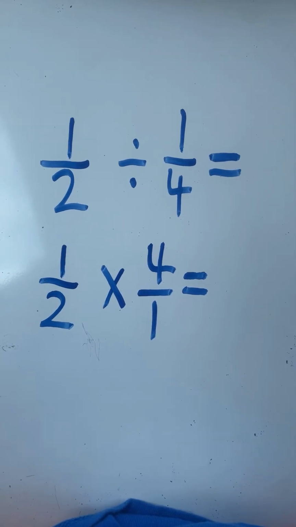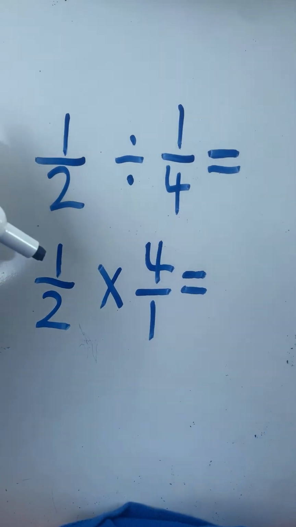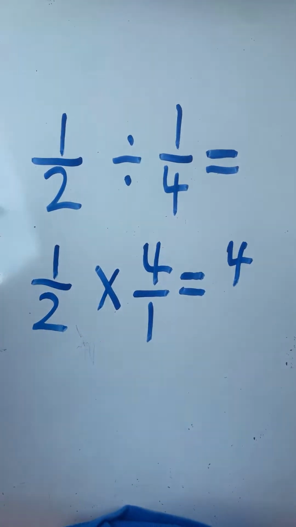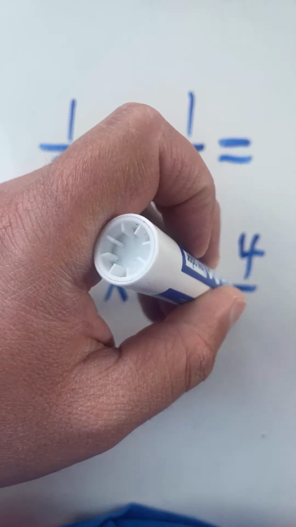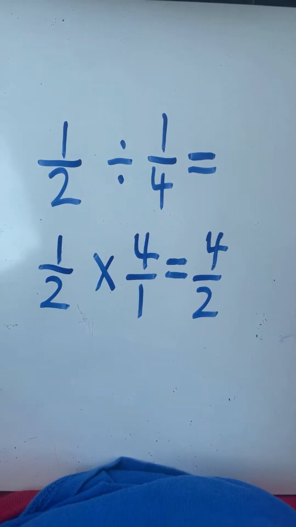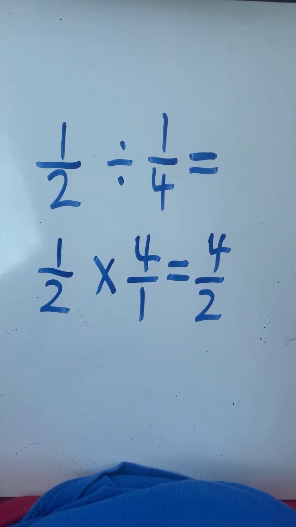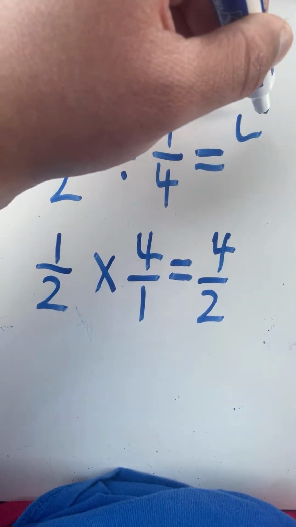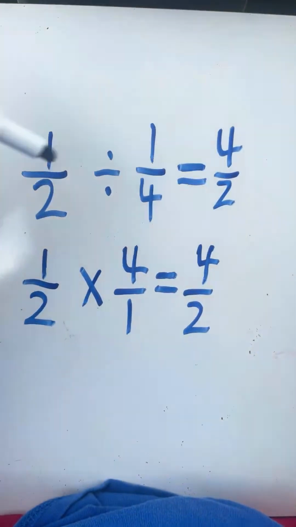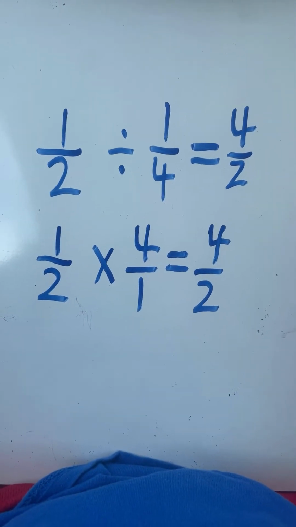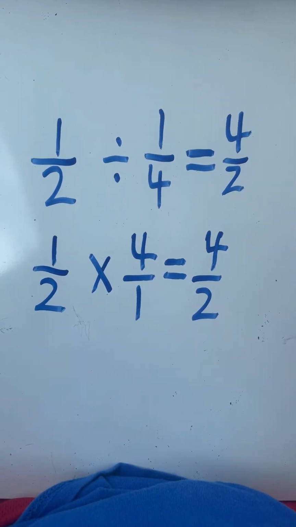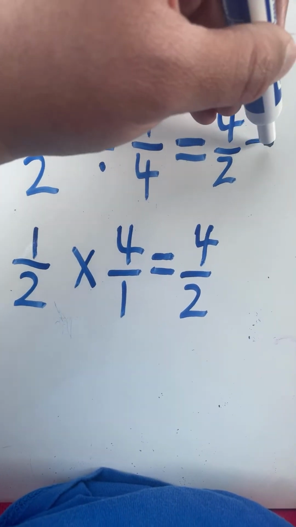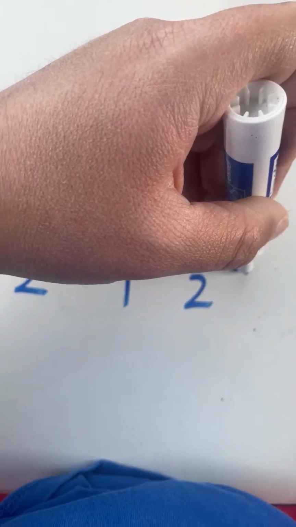So now we simply multiply our numerators and multiply our denominators. 1 times 4 equals 4. 2 times 1 equals 2. And we have our answer, 1/2 divided by 1/4 equals 4/2. Or, if we want to convert that, that can actually be converted to a whole number. 4 over 2 would be equal to 2 wholes.